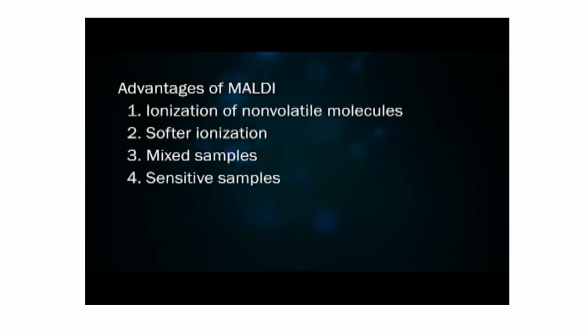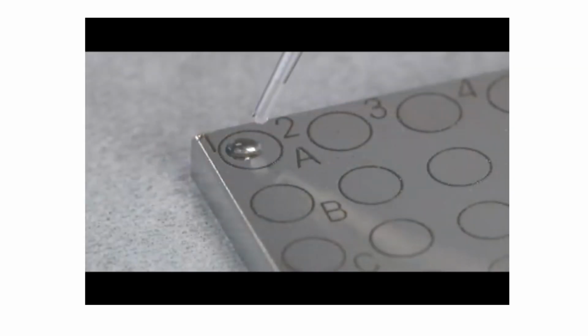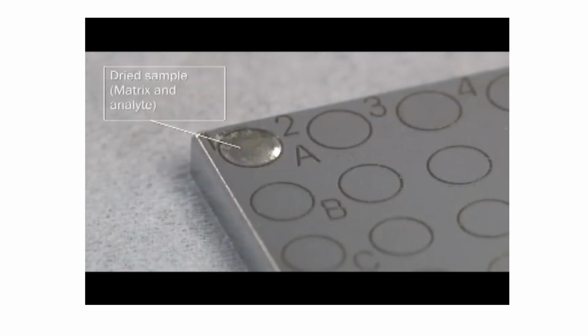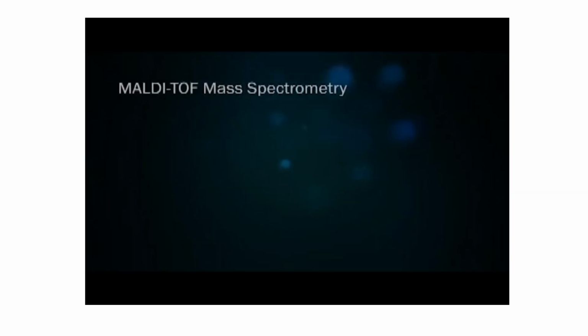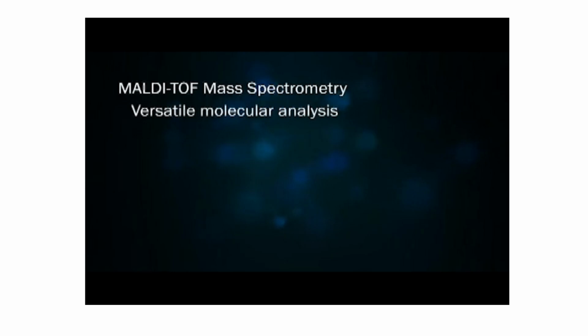Because there's no heated injection chamber, like in other forms of ionization, MALDI allows for the analysis of sensitive molecules that would decompose under high temperatures. Finally, MALDI allows for the preparation and storage of a solid sample. Because the solvent is allowed to evaporate from the matrix analyte sample solution, a solid sample spot is left behind on the target plate. MALDI offers versatile molecular analysis with broad-ranging applications.